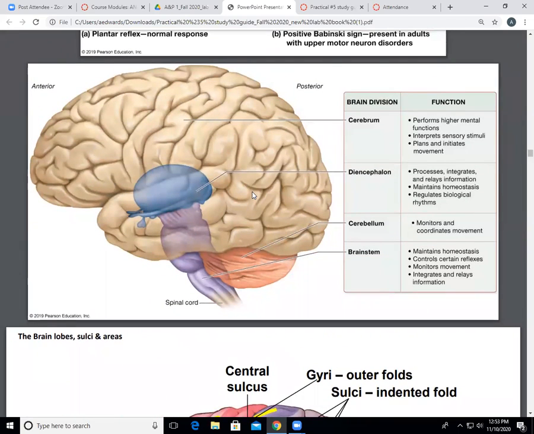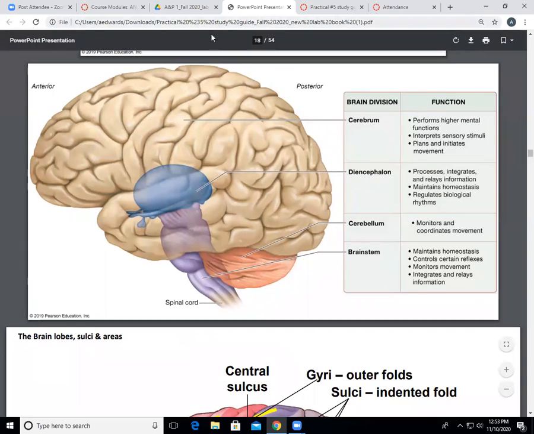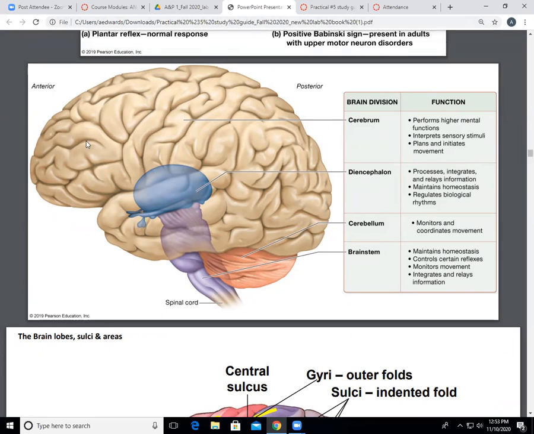All right, let's talk about the brain. With the brain, there are parts you definitely need to know about. And remember, this part of the brain is anterior, this is posterior. This whole region is the cerebrum, thinking of the frontal lobe over here. So this is your cerebrum, your cerebellum, your diencephalon. Okay, then you've got your brainstem.